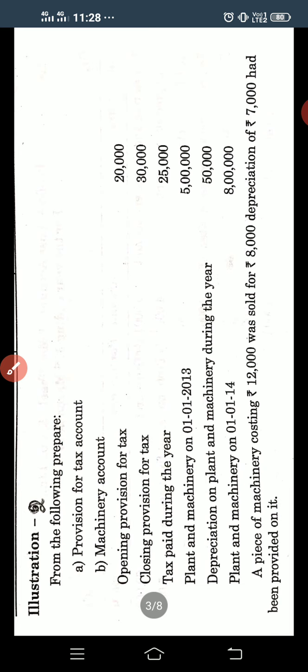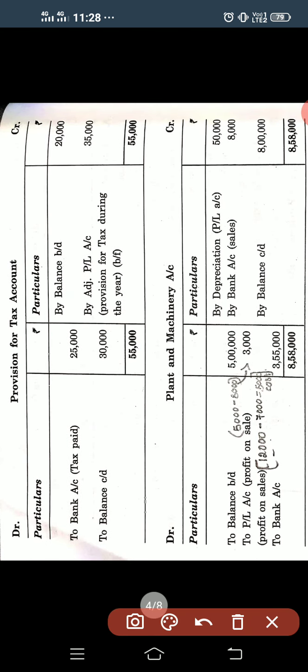Next, what information do we have? That is plant and machinery on 1/1/2014. It is 8 lakh. So 1/1/2014 means it is the closing balance of plant and machinery account. So opening we have recorded in the debit side, closing we have to record in the credit side, that is 8 lakh by balance carried down.